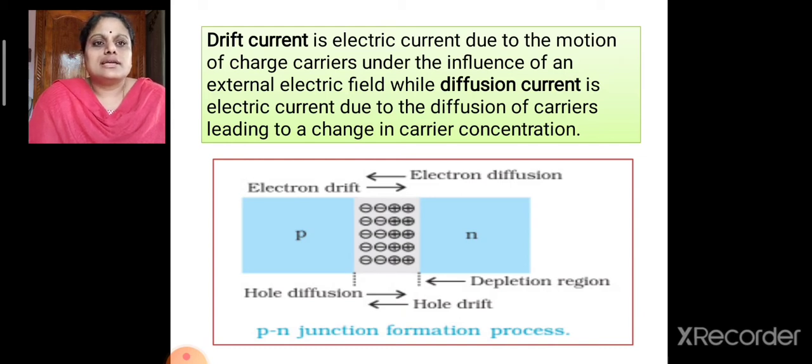Drift current is the electric current due to the motion of charge carriers under the influence of an external electric field, while diffusion current is the electric current due to the diffusion of carriers leading to a change in carrier concentration. So, as soon as a PN junction is formed, there arises drift current and diffusion current. Let us discuss these two in detail.